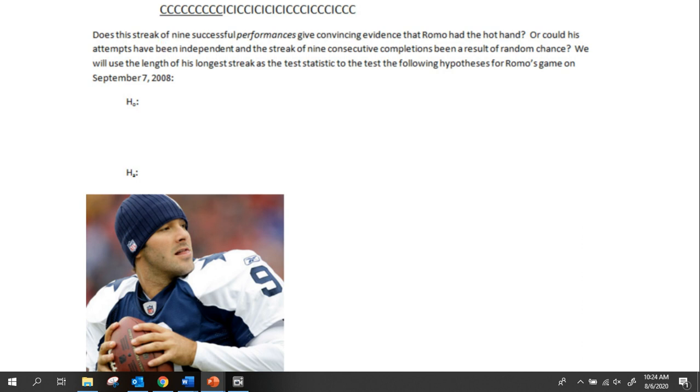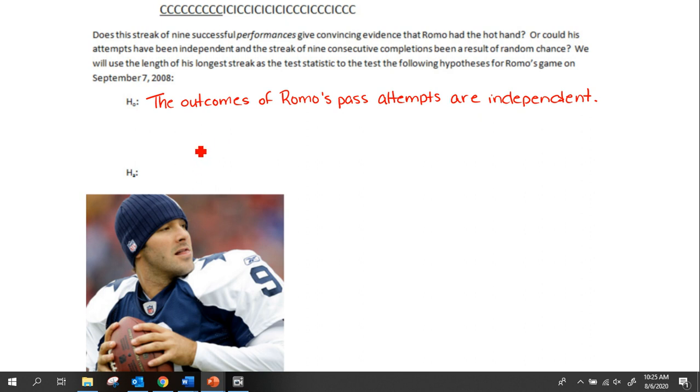So our H0 and HA are a little bit different in this unit, and they're actually easier. So our H0 will be the outcomes of Tony Romo's pass attempts are independent. And our HA would be Romo had the hot hand.